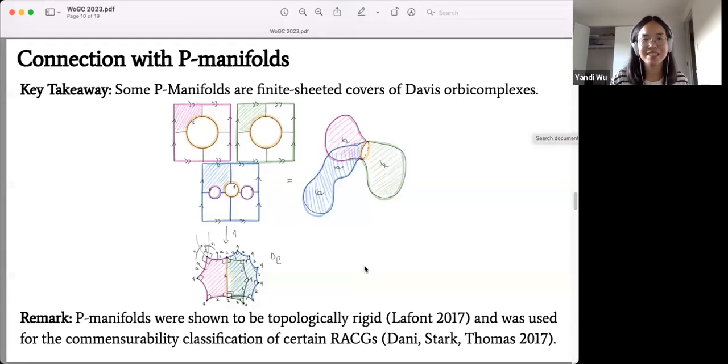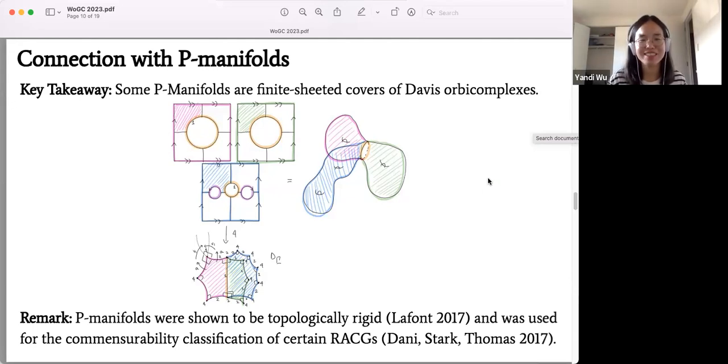And this is actually an orbifold cover, but there's still a subgroup correspondence here. The fundamental group of this p-manifold is actually a finite index subgroup of my right angle Coxeter group. As a result, these p-manifolds have been used for the commensurability classification of certain right angle Coxeter groups. If you're curious about that, I would recommend reading this very nicely written paper by Danny Stark and Thomas from 2017.